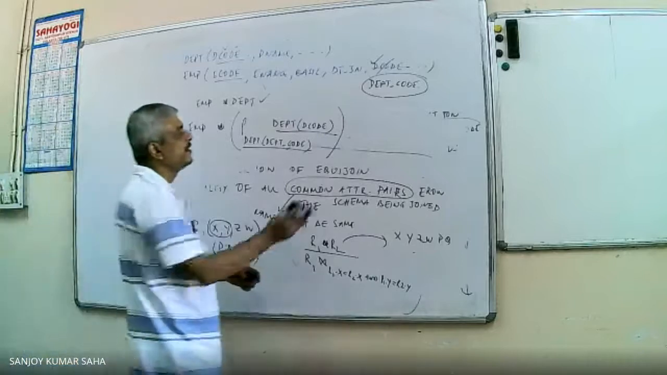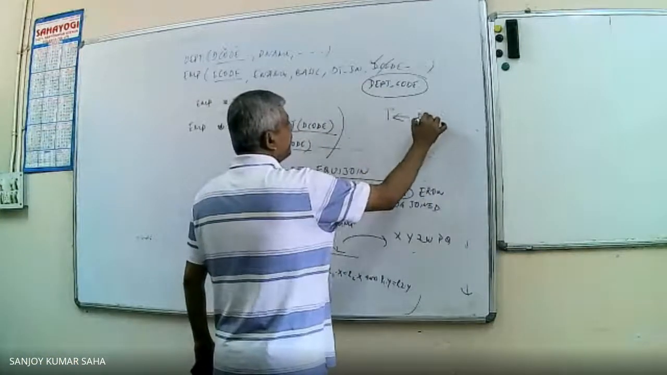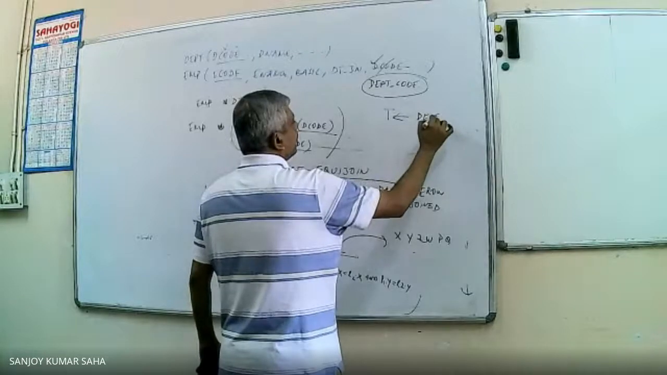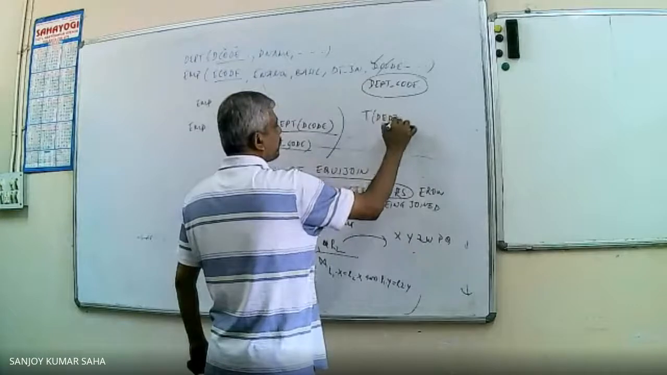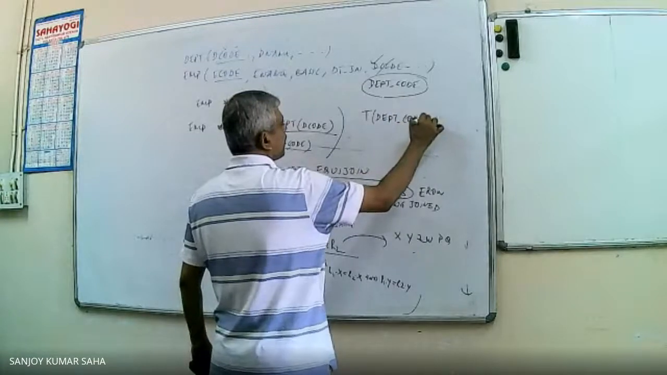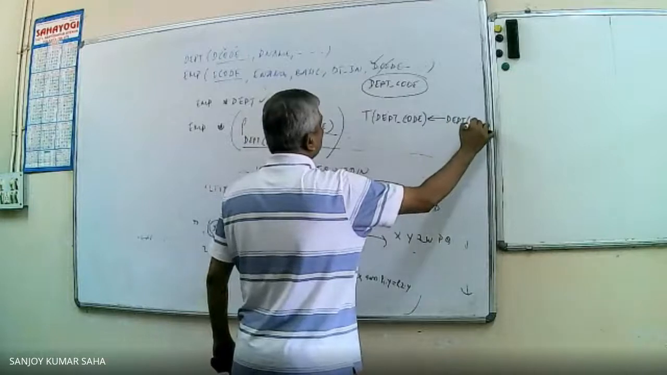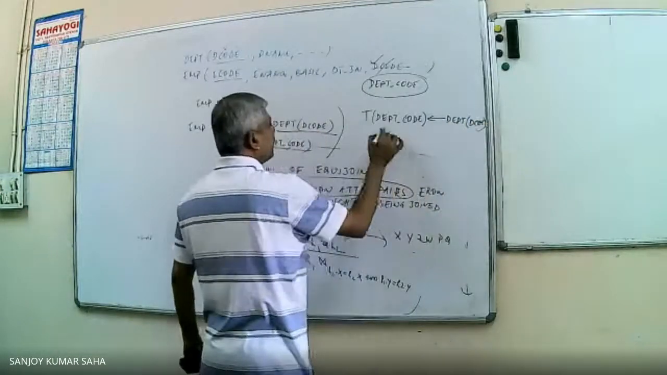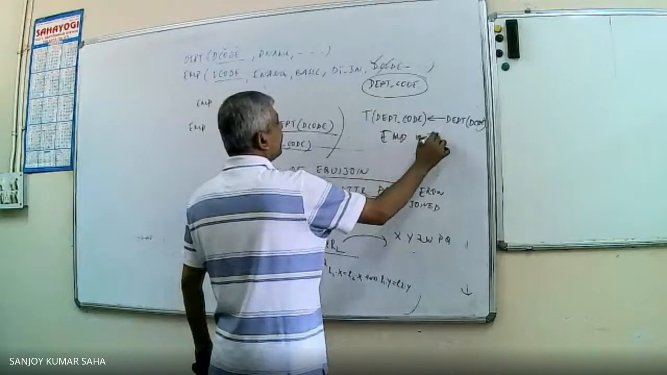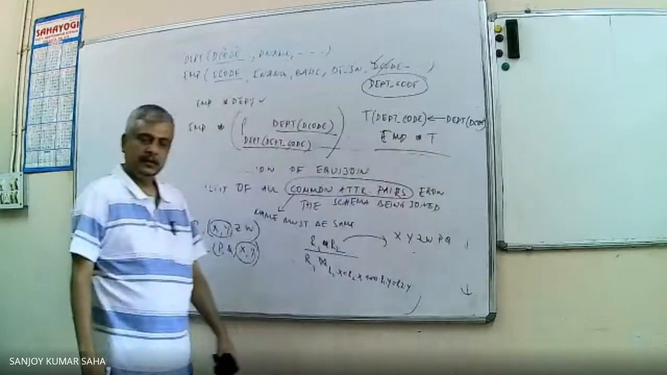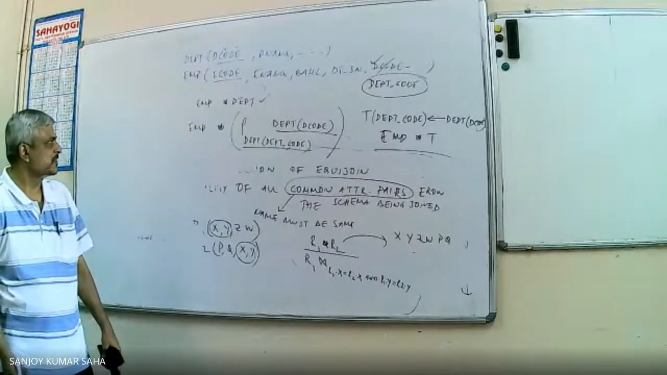Or somebody may write it this way also, using the assignment operator. I put T, assigned department code renamed as department dcode, then do EMP star T. That way also we can put the expression.